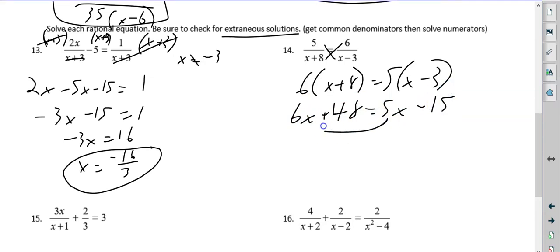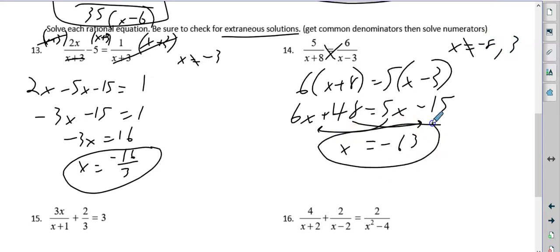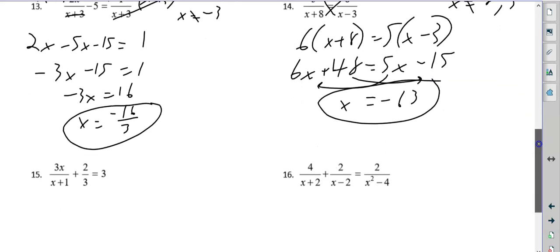I want to subtract 5x, and I'm going to subtract 48. So that gives me 1x on the left side, and negative 48 and negative 15 is negative 63. Okay. The two answers I could not have would be x cannot be negative 8 or positive 3. I definitely did not get that, so no extraneous solutions.